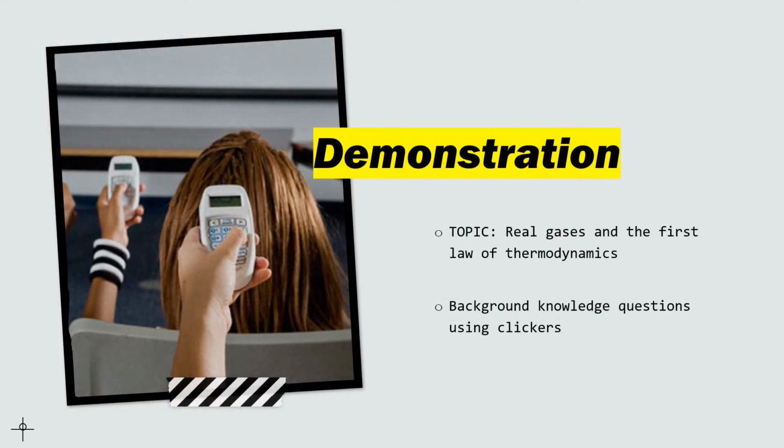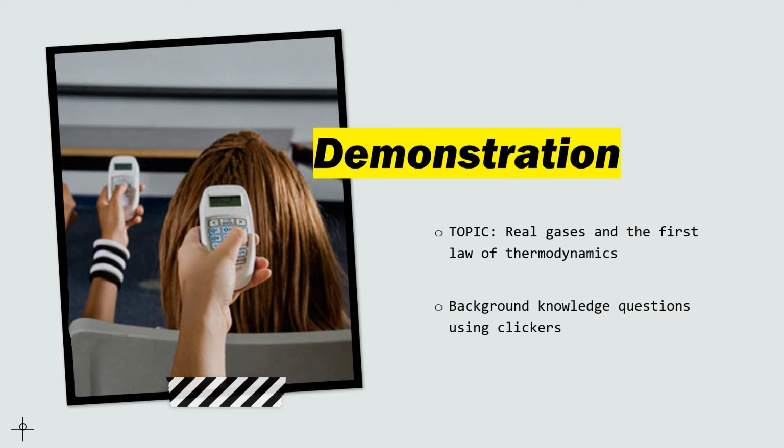Now here's an example of how to use active learning in a classroom. In this example, I will be going over the topic of real gases and the first law of thermodynamics. At the end of the previous class, you could ask some background questions for the next lecture. You can use clickers or any other app that allows you to ask questions and for students to answer them anonymously and to be able to see the results on a screen in front of the classroom.